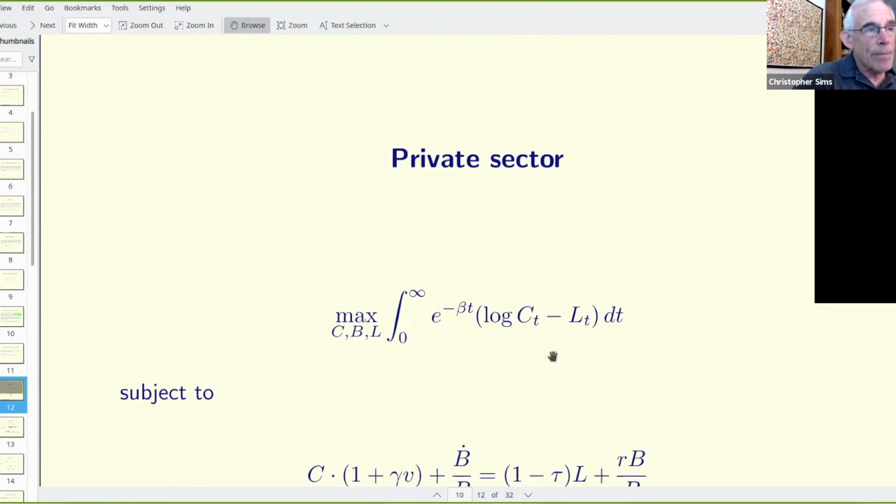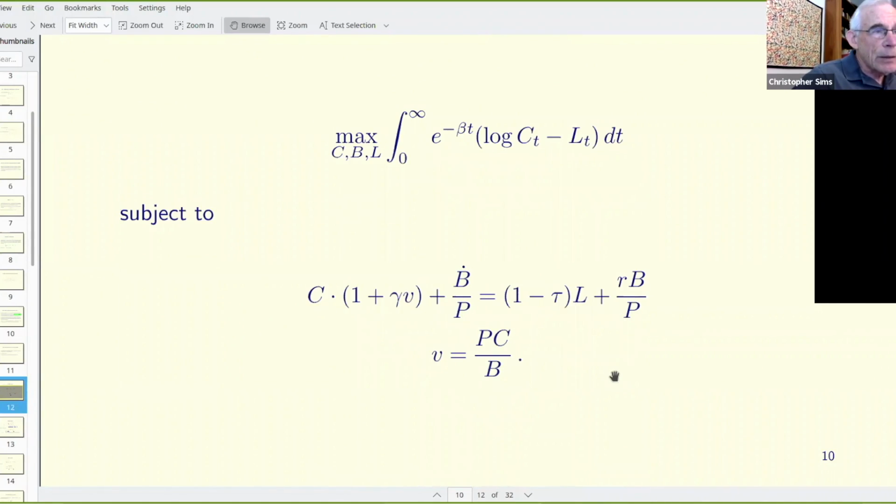Perfect foresight. The representative agent maximizes the discounted present value of log consumption minus the disutility of labor, which is just linear, minus L, subject to this private budget constraint. Now what we're doing is putting the transaction services, or whatever kind of service it is, into the budget constraint with this V term. V is a form of velocity. P, the nominal value of consumption over the nominal value of debt, or real consumption over real debt.